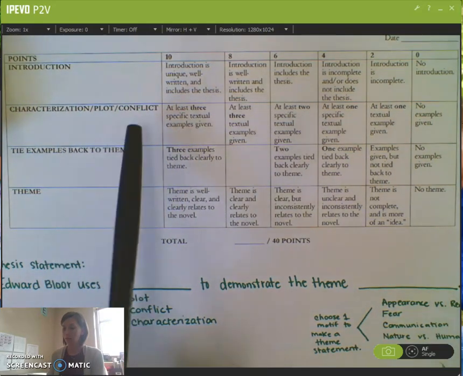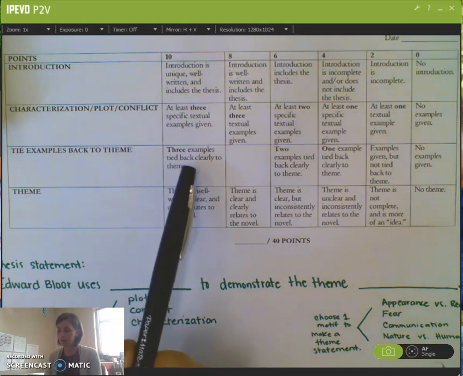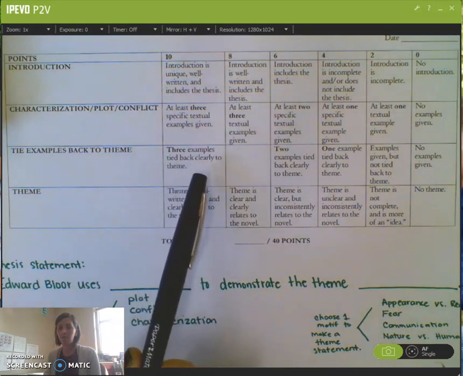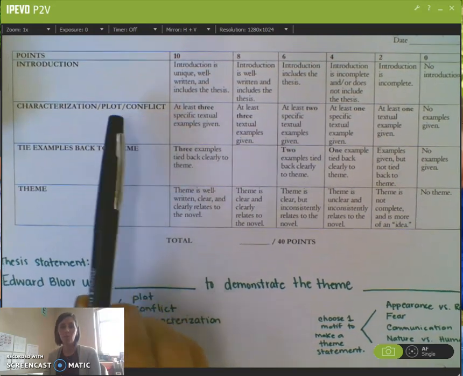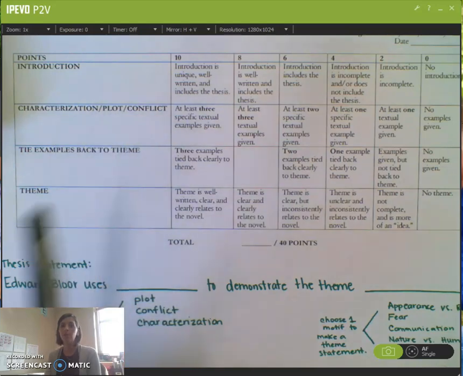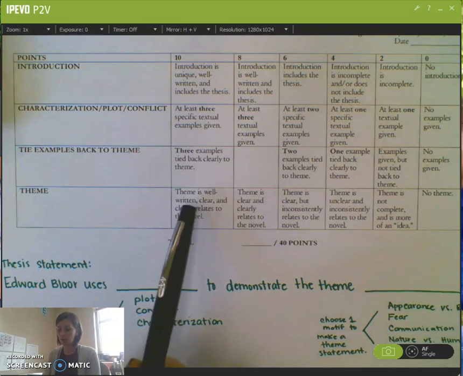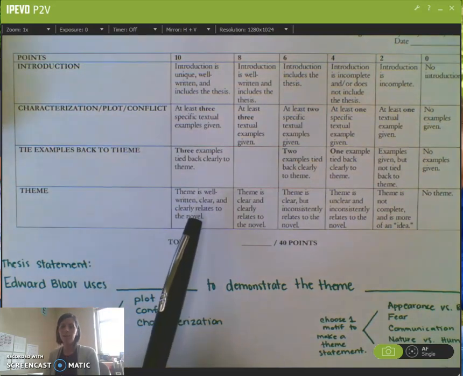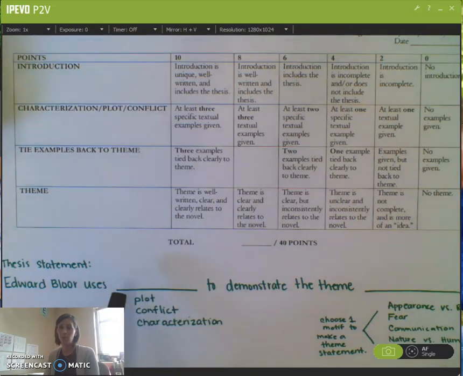However, we are going to wrap all of that up with this big idea of a theme, okay? So your theme needs to have 3 examples. So you're using these conflicts or the examples of plot or characterization to prove your theme that you come up with. Okay, so as long as you have a theme that is well written, clear, and clearly relates to Tangerine, then you get your 10 points for that.